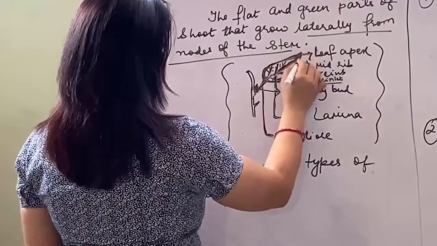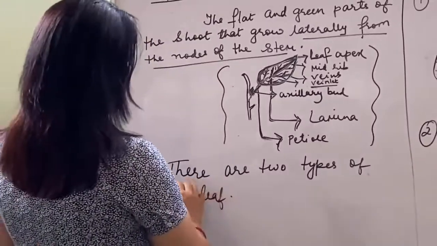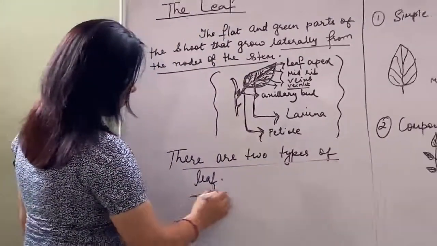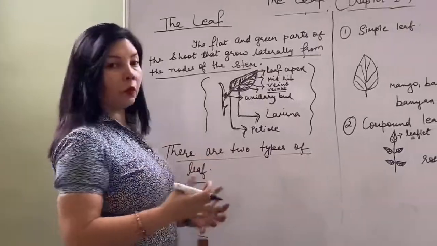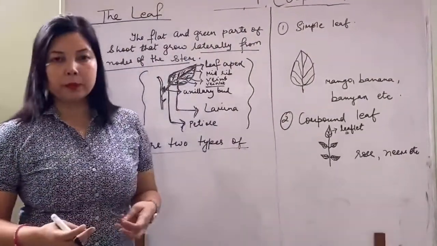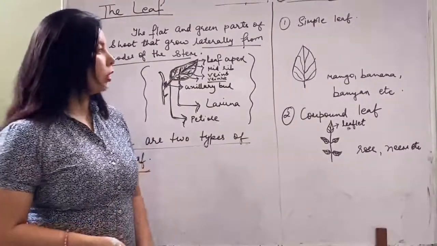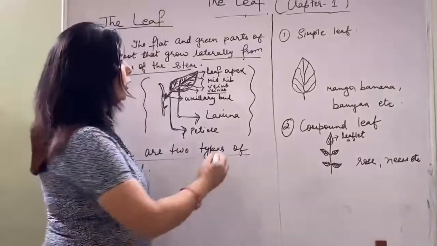It helps the leaf to stand upright and straight. Okay, so there are two types of leaves. Again, you must have seen some of the plants having a single leaf, whereas some of the plants are having branched leaf. So we will see what are the two different types of leaf.